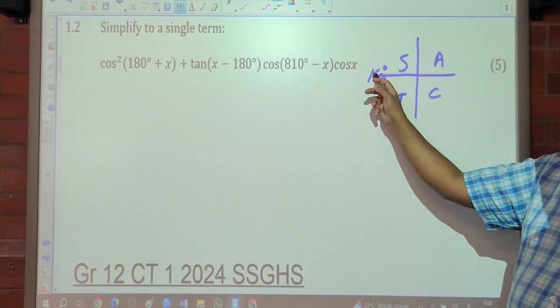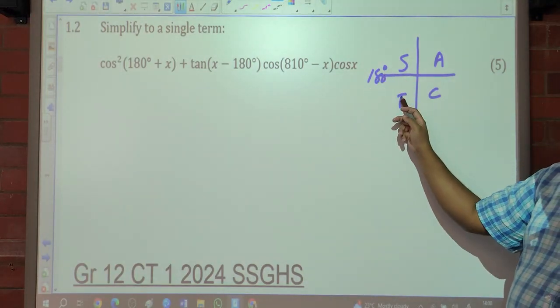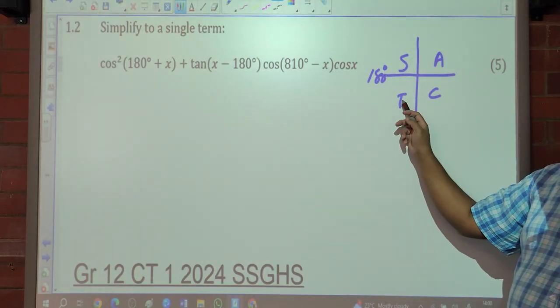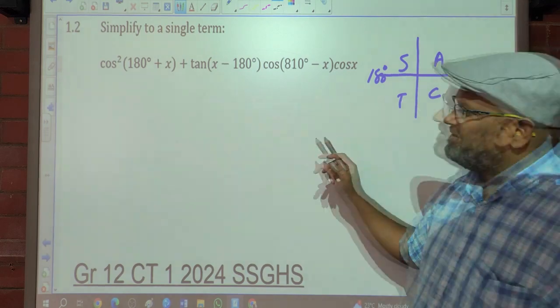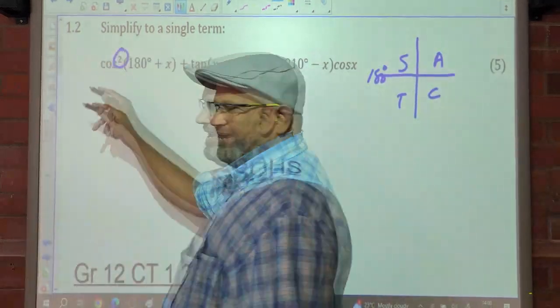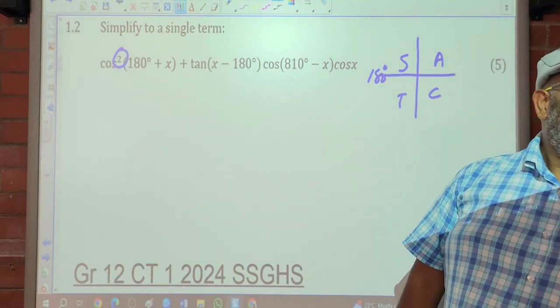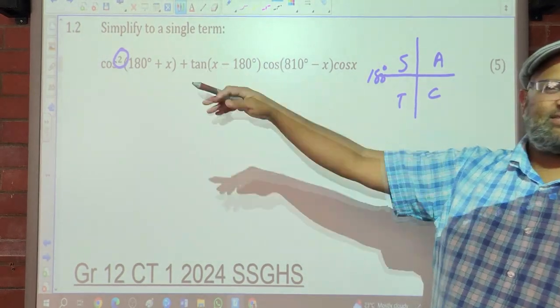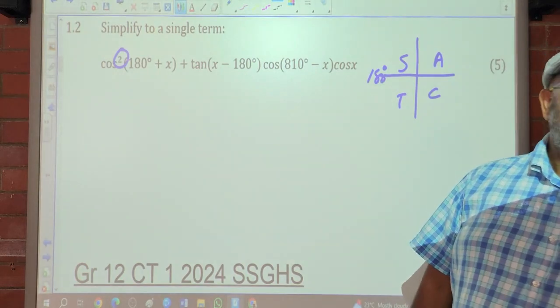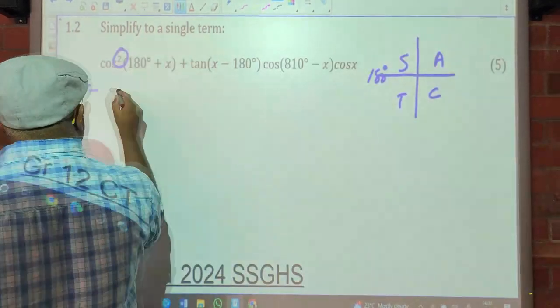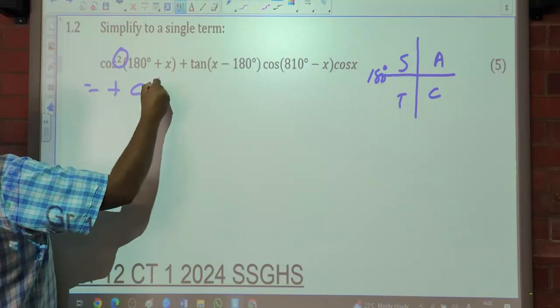Which quadrant is that in? Third quadrant. Is cos positive or negative in this quadrant? Negative. But because of the square, many of you write minus cos squared. Some people write positive cos squared x.